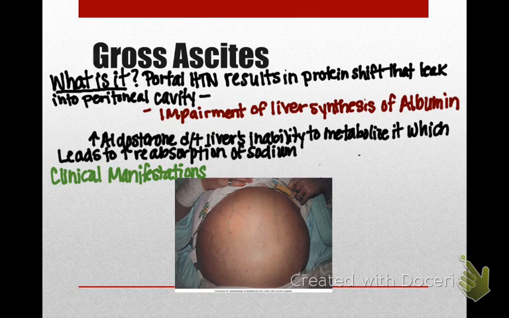So you've got your protein shift, your hypoalbuminemia, just low albumin. And then you've got this hyperaldosteronism. So you've got a domino effect here. All these things causing this extra fluid, this huge abdomen.